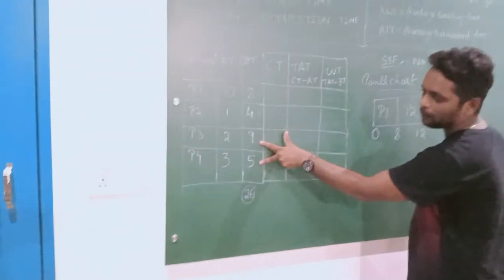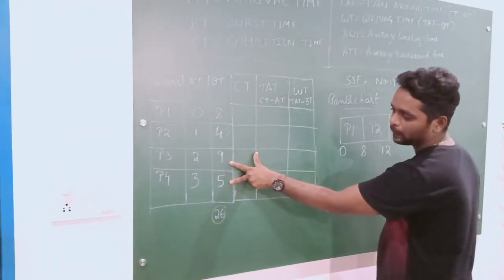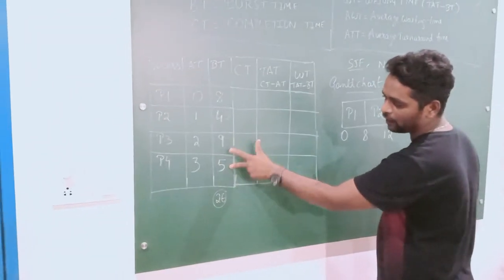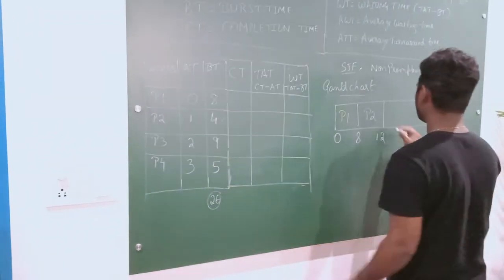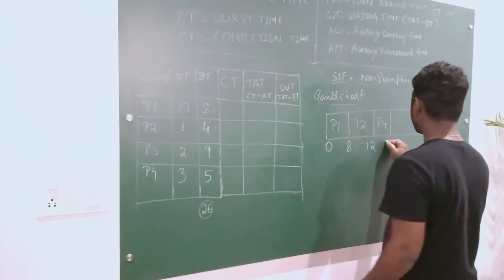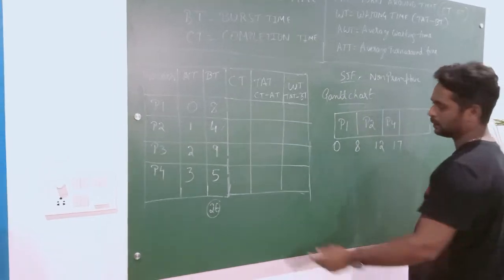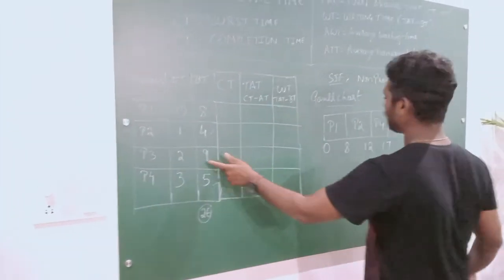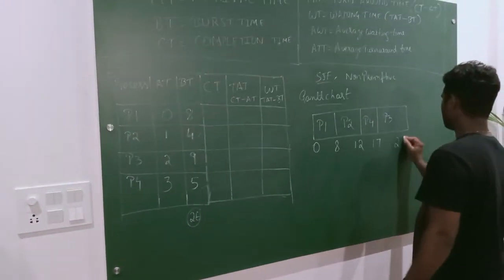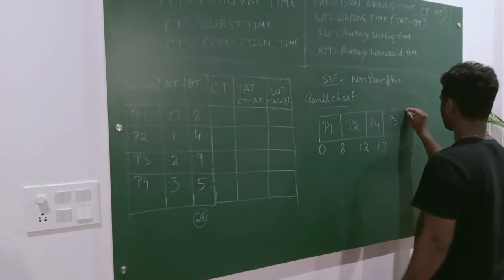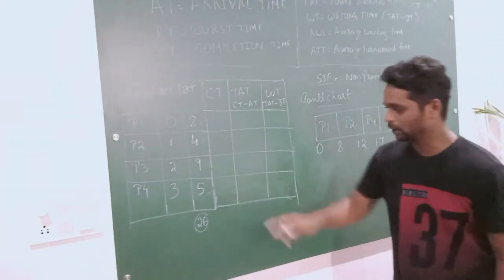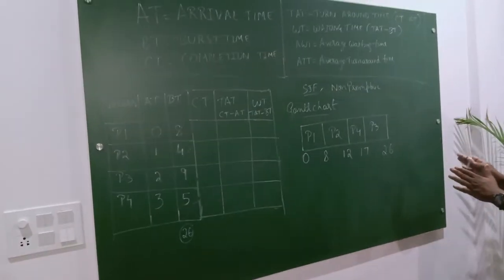And next, among P3 and P4, which has the shortest time? P3 has 9, P4 has 5. P4 has the shortest time, so P4 has to execute first. 5 seconds. So 12 plus 5 is 17. Done. Left out with the P3 process. So 17 plus 9 is 26. That's it. That should match at the end. Hope you understood. So this is your SJF.